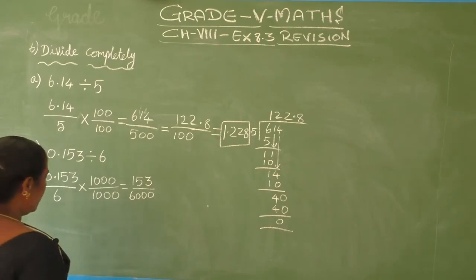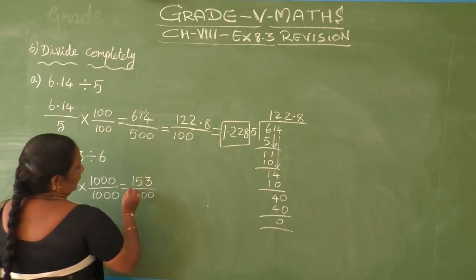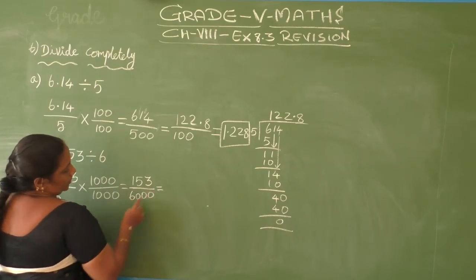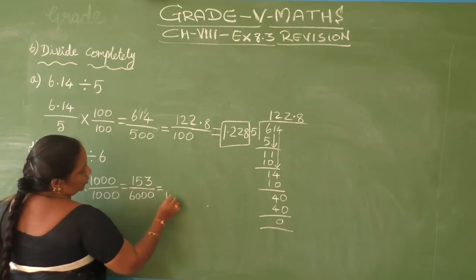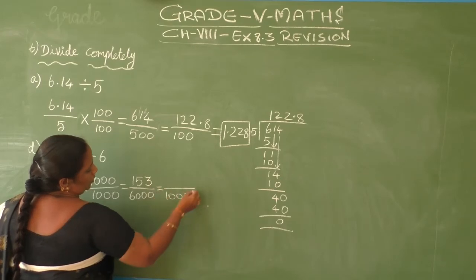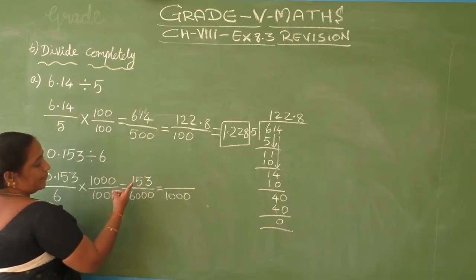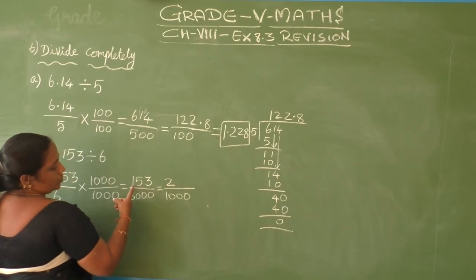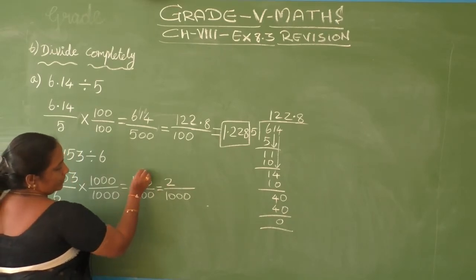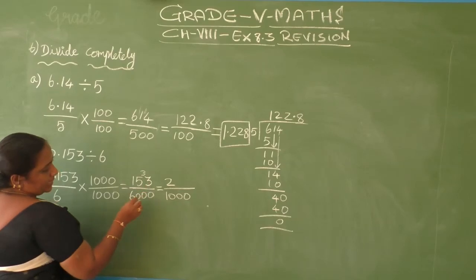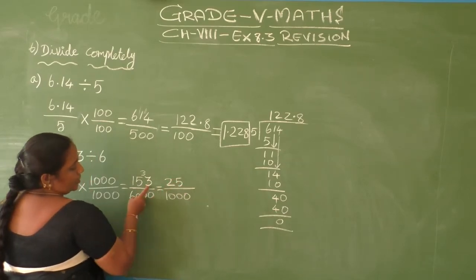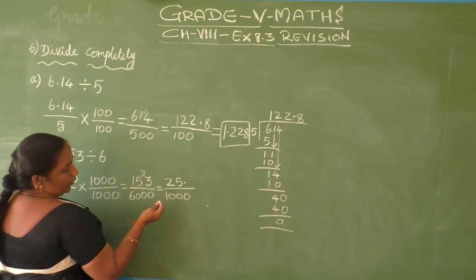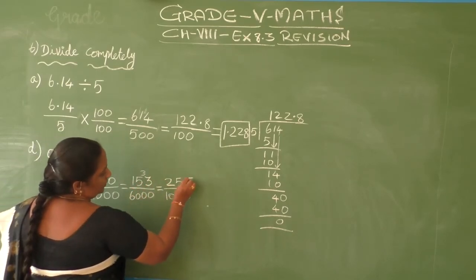6 into 1000, 6000. Then I am going to use the 6th table. Listen, 1 6 is 6, and 3 zeros. So the denominator is 1000. Here also I am using the same table only. 2 6 are 12. So 15 minus 12, remaining 3. Now you have 33. 5 6 are 30. So remaining 3. You keep the decimal point, add 0. Again if you continue, 5 6 are 30.